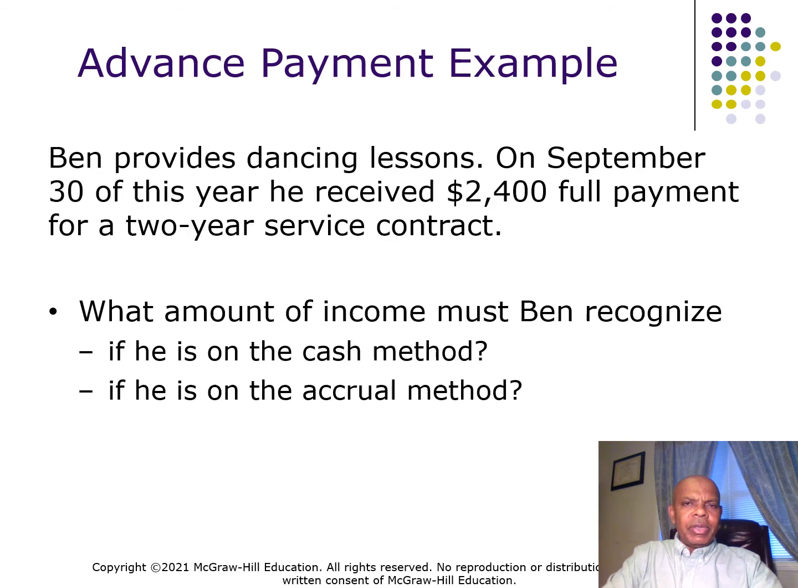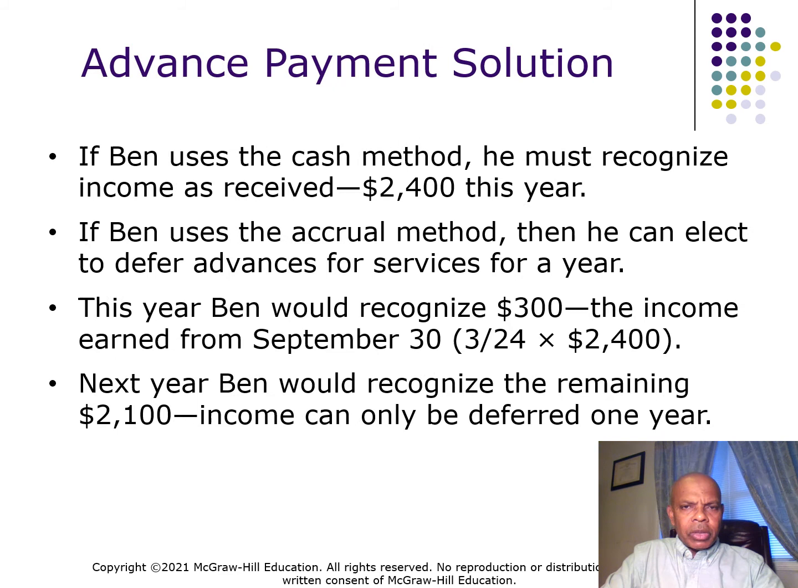So let's see whether we have some examples. This is an example here. Ben provided dancing lessons on September 30th of this year. He received $2,400 full payment for a 2 year service contract. So what amount of income must Ben recognize if he is on a cash method or if he is on the accrual method? Now you know it says September 30th. So if he's a cash method, how much do we have to report? The total amount, right?